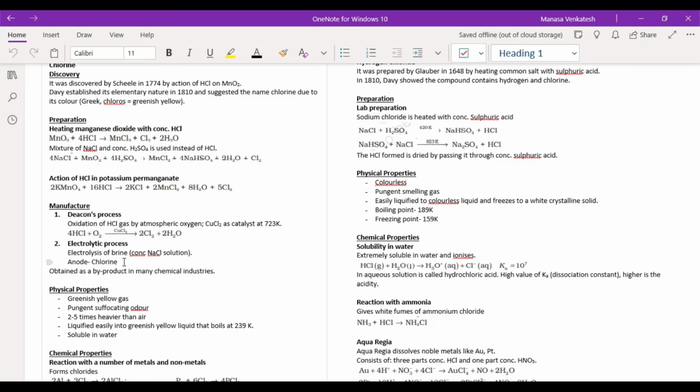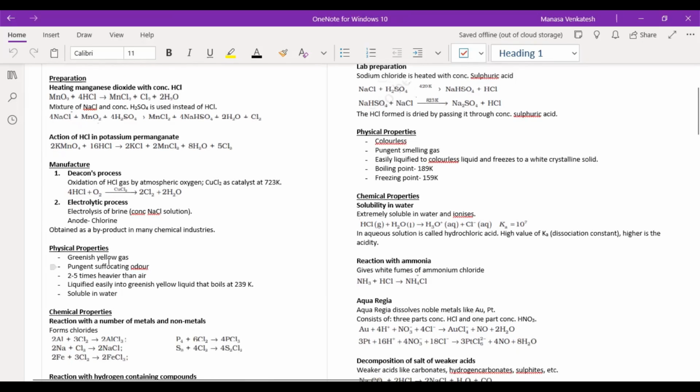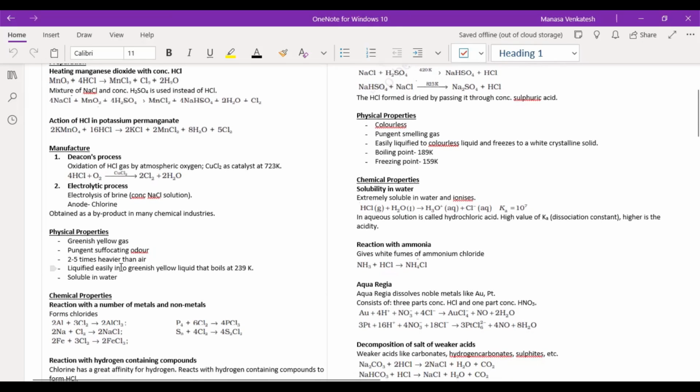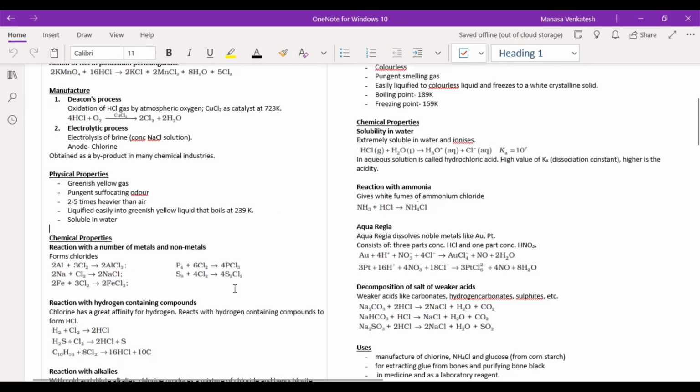The properties of chlorine are, it's a greenish yellow gas. It has a very pungent and very suffocating odor, and it's heavier than air. It liquefies very easily and boils at 239 Kelvin, and it's soluble in water.